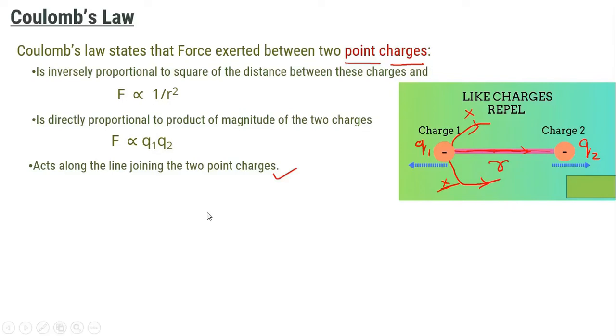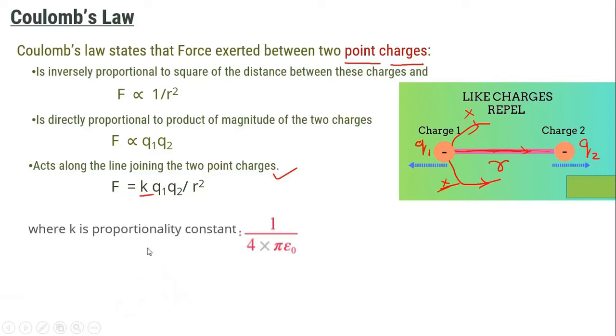On combining these two factors, what do we get? F equals K Q1 Q2 by r square. Because we have removed the proportionality sign, we have to introduce a constant of proportionality, which is K. The value of K is 1 upon 4 pi epsilon naught. So the formula for F becomes 1 upon 4 pi epsilon naught Q1 Q2 by r square.